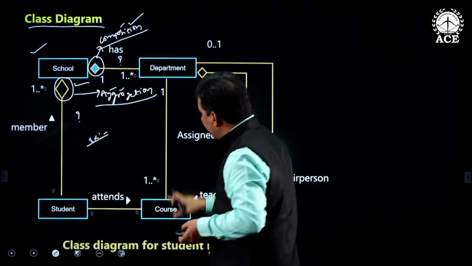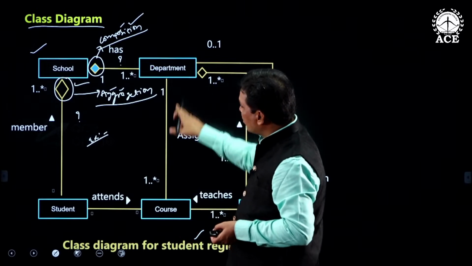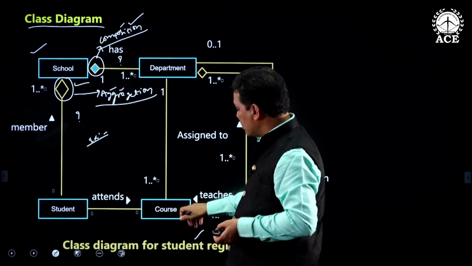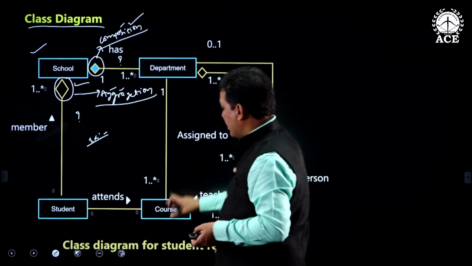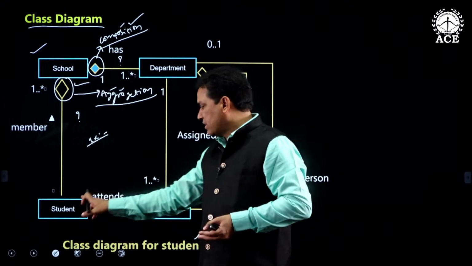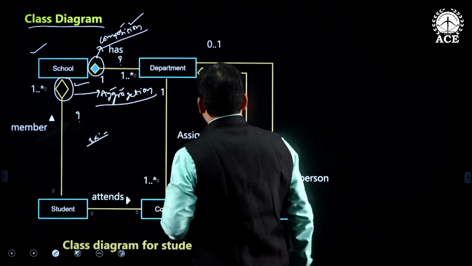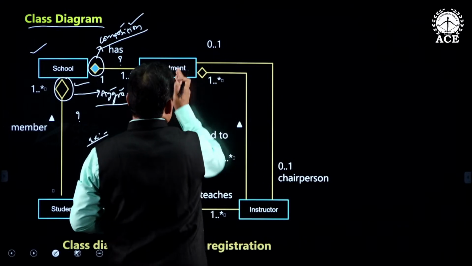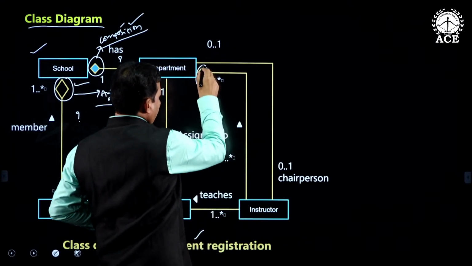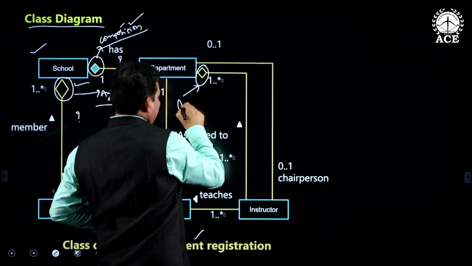Coming to department and course, what is the best suitable relationship here? Association. Course depends on department, and department also depends on course. So there is a two-way dependency. And between student and course, student depends on course and course also depends on student, so it is an association relationship. Coming to instructor and department, instructors are part of the department. That's why the aggregation relationship was used here.